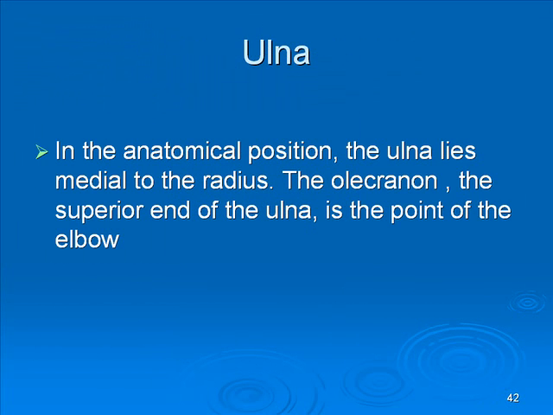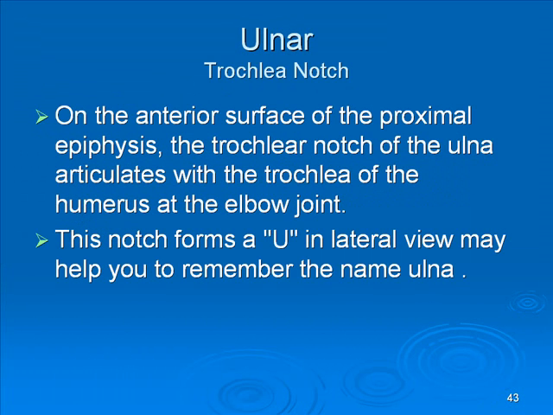Ulna, anatomical position. The ulna lies medial to the radius. The olecranon, which is the superior end of the ulna, is the point of the elbow. The olecranon process of the ulna articulates with the olecranon fossa of the humerus bone. On the anterior surface of the proximal epiphysis, the trochlear notch of the ulna articulates with the trochlea of the humerus. At the elbow joint, there's a U-shaped joint.